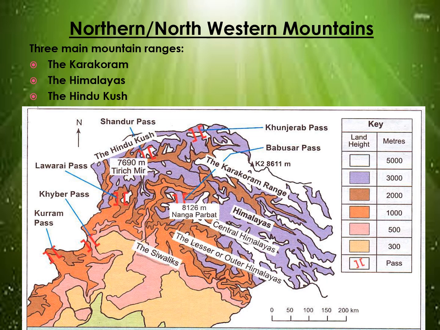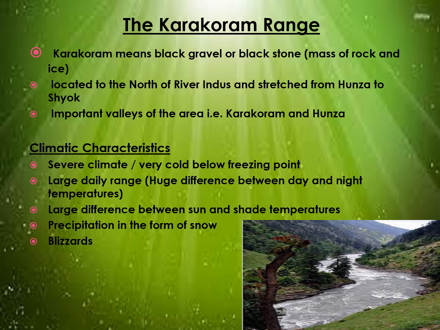So firstly, we will discuss the Karakoram range. It means black gravel or black stone because these are massive masses of rock and ice, black rocks and ice. It is believed to be the western extension of the Greater Himalaya Mountains system, which is covering Pakistan, India and China. And they are located to the north of the Indus River and stretch from Hunza to Shyok Valley. The range runs in an east to west direction and is about 500 kilometers in length.